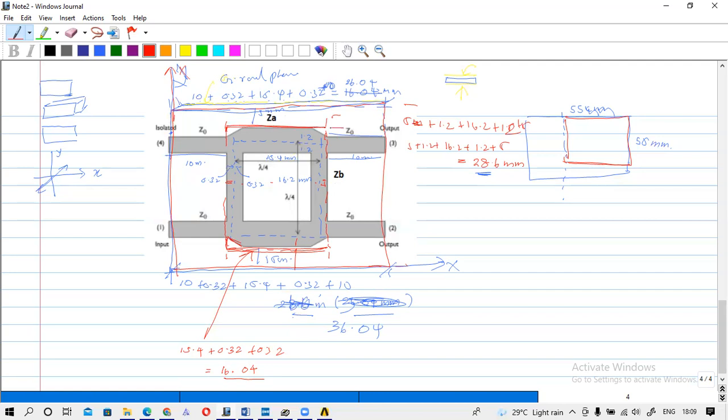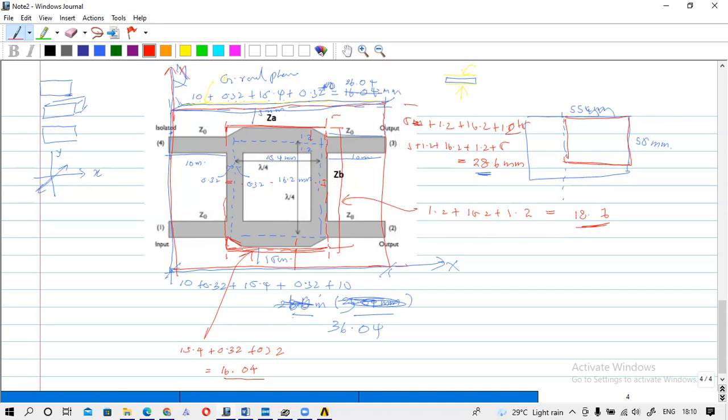Okay, and what is here to here? This length. What is this length? That is 1.2 plus 16.2, that is here to here, 16.2 plus another 1.2. So we will have 18.6. So this line will have 18.6. So we have 16.04 and this is 18.6.